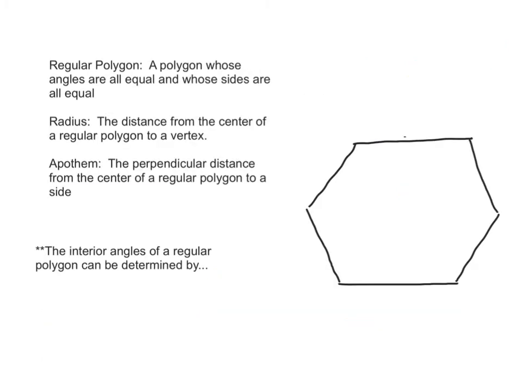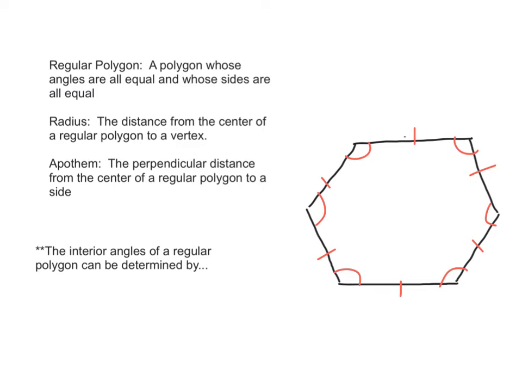So let's go through and let's talk about a couple of definitions here. First of all, regular polygon. Okay, the word regular is kind of the key part right there. A polygon whose angles are all equal and whose sides are all equal. So for instance, if I draw, let's just pretend this drawing on my right is a regular polygon. Well, it's 6-sided, so it'd be a hexagon. So if I say it's regular, that means all the sides are the same length and all these interior angles are the same. That's what it means to be regular. Okay, all sides are the same and all interior angles are the same.